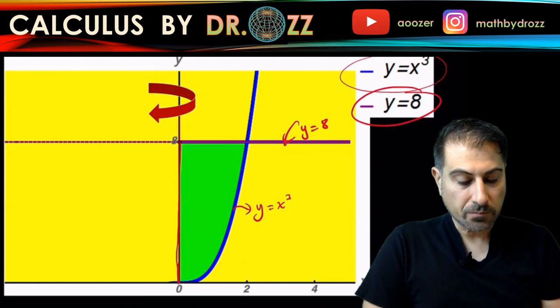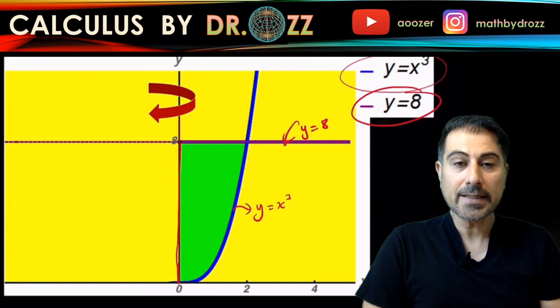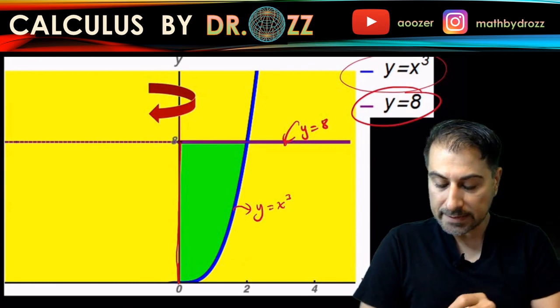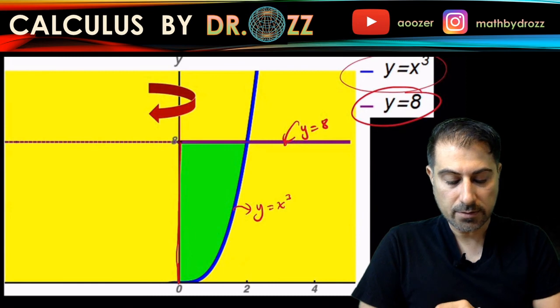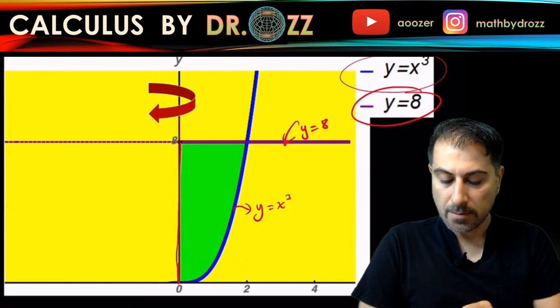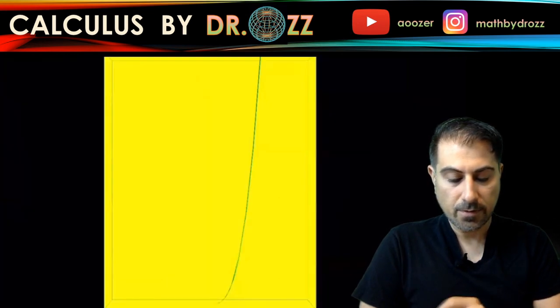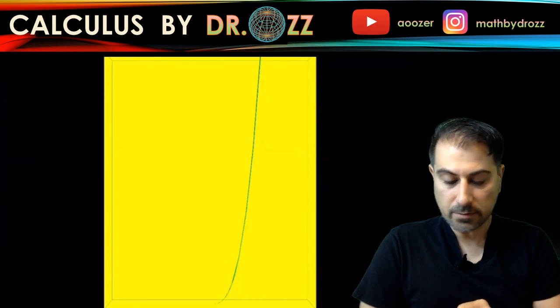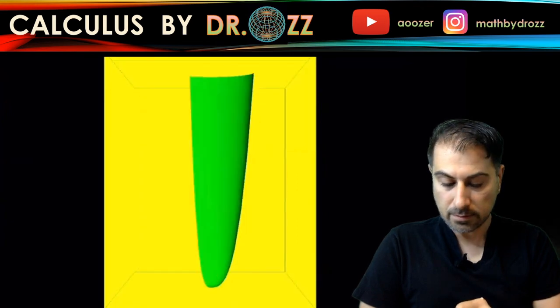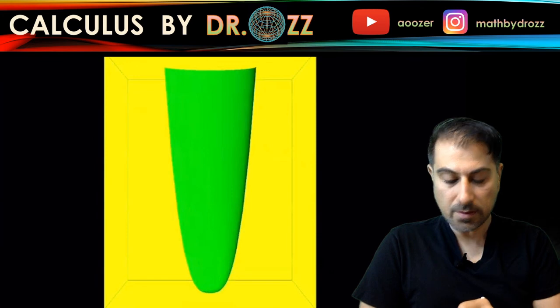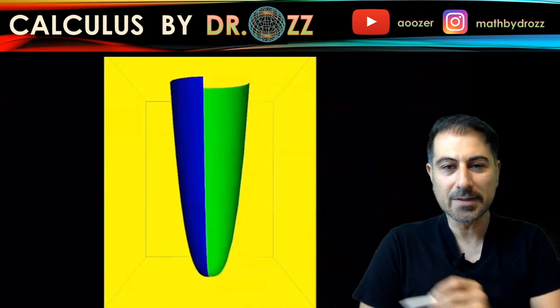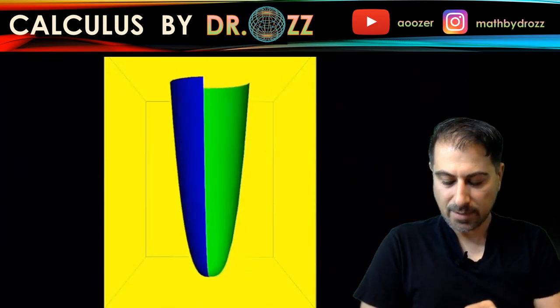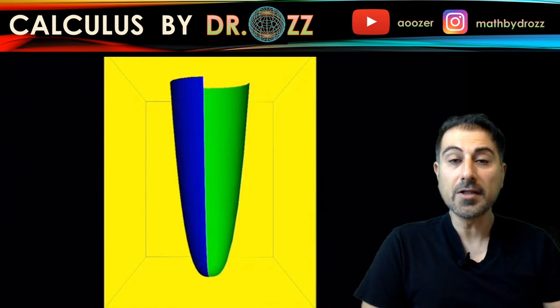Let's see what kind of three-dimensional picture we get at the end. So this is our region. We're revolving that around, and this bullet type shape, as you see, eventually you get this three-dimensional object.